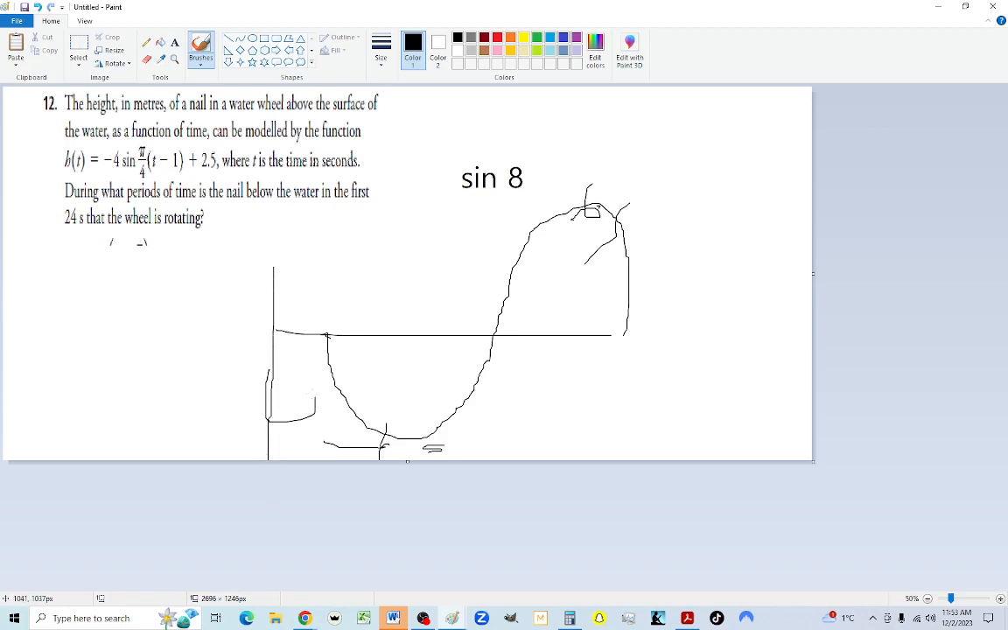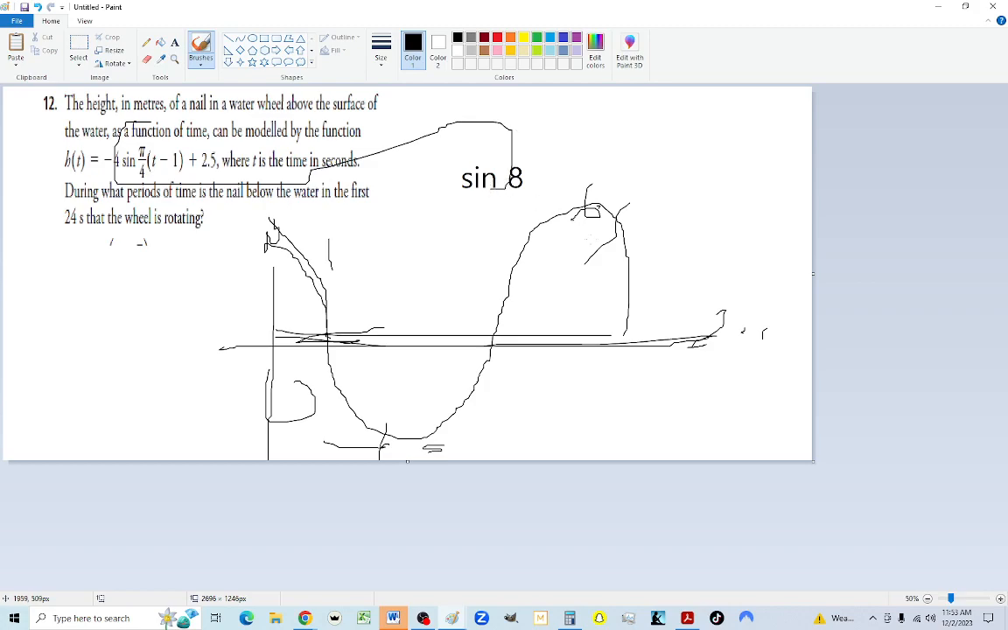So if this is 0 seconds, the water wheel starting somewhere on here, coming down. This is not the water, that's the axis at 2.5. And somewhere around here, it's going into the water. Now, right about here is 1 second. And because we figured out it's 8 seconds, it's going to end here at 9 seconds because we're pushed 1 second to the right. So that means at the midway point, what's the distance between 9 and 1?